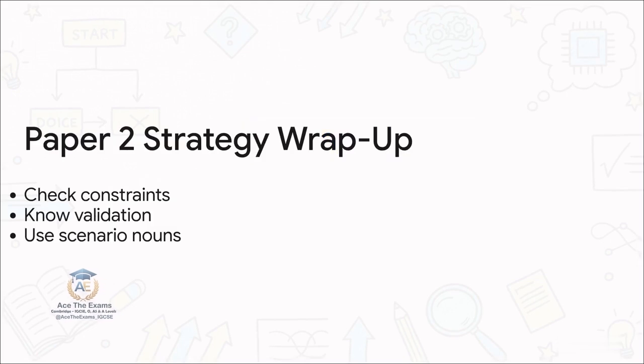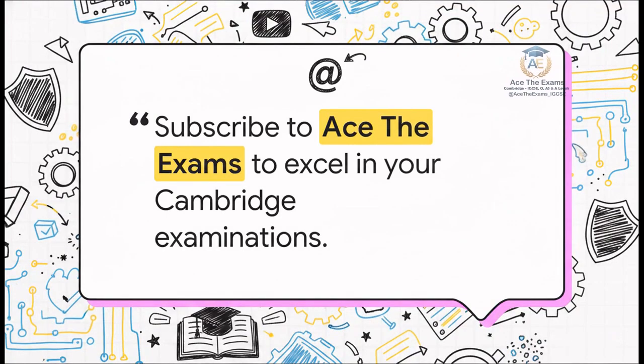So, let's wrap up our strategy for surviving Paper 2 Algorithms and Logic. Number 1, always check constraints using validation rules before doing any math. Number 2, never ever confuse validation, which checks if data is sensible, with verification, which just checks if data was copied correctly. And number 3, absolutely always apply those scenario nouns to your readline inputs and calculations. By mastering these principles, you're literally insulating yourself against the most common exam traps out there.